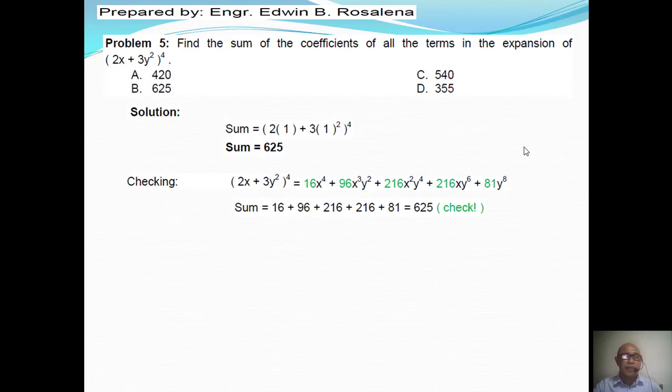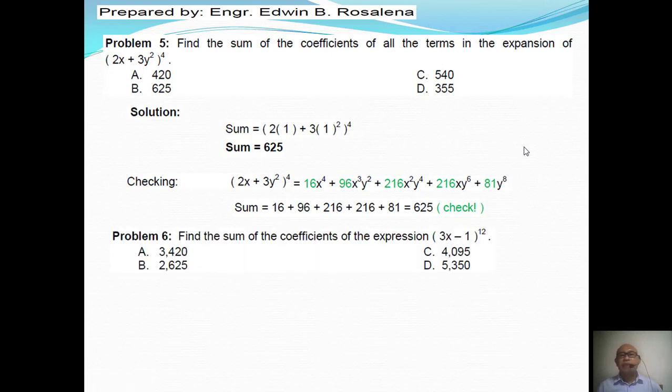Next problem we have here: Find the sum of the coefficients of the expression (3x minus 1) to the power 12. Okay, ano to? Sum of the coefficients of the terms. Parehas lang sa number 5, pero kung tingnan nyo, ano yung difference dito? May constant ka. Yung second term ng binomial mo, wala kang variable dito. (3x minus 1) to the power 12. Paano ba natin yun sasagutin?